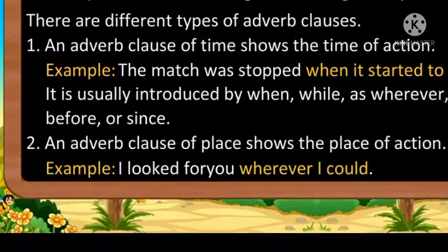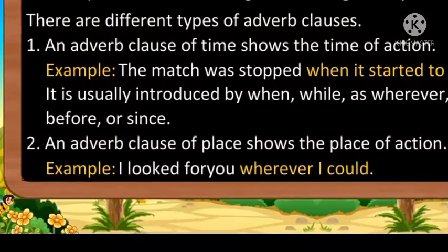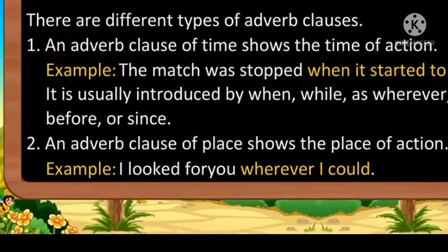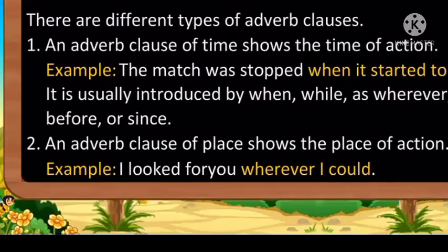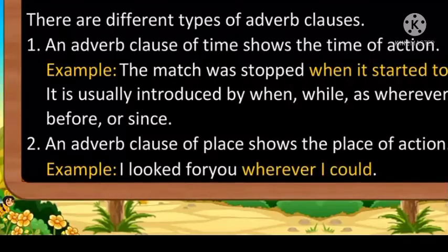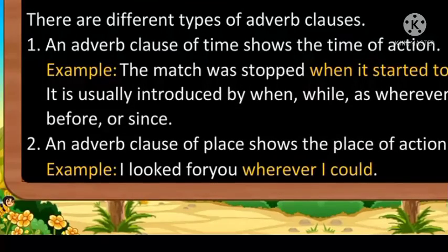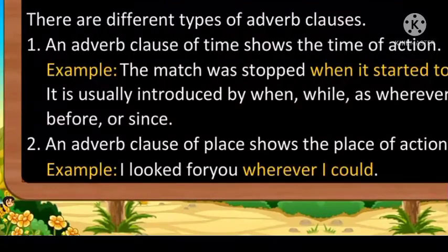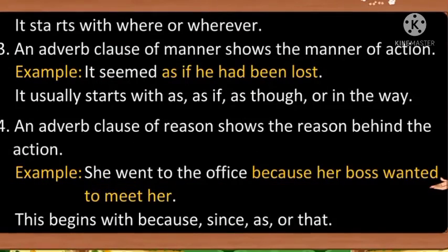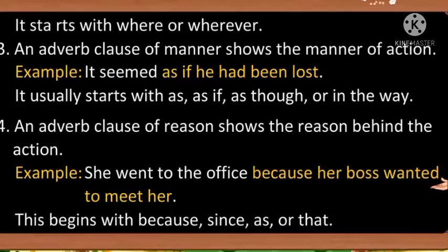Now there are different types of adverb clauses. An adverb clause of time shows the time of action. Example, the match was stopped when it started to rain. It is usually introduced by when, while, as, whenever, before or since. Second, an adverb clause of place shows the place of action. Example, I looked for you wherever I could. It starts with where or wherever.